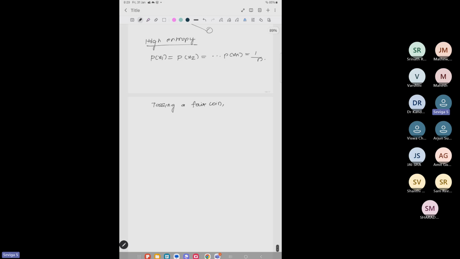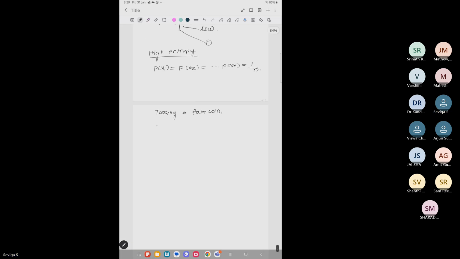So when we are tossing a fair coin, the probability of getting a head is 1 by 2. The probability of getting a tail is also 1 by 2. So we know the entropy formula. H of x is equal to minus summation P of xi log of P of xi, i is equal to 1 to n.